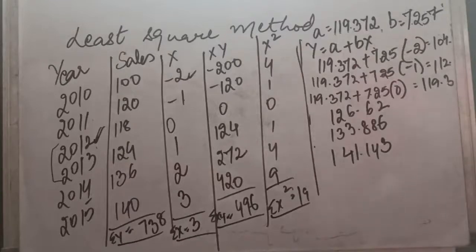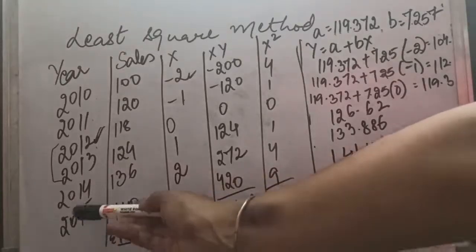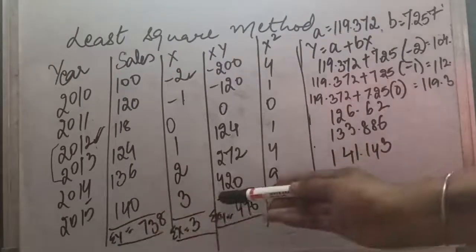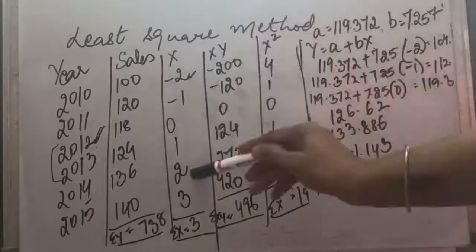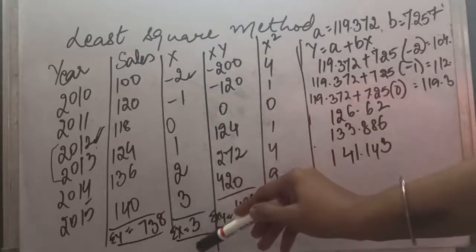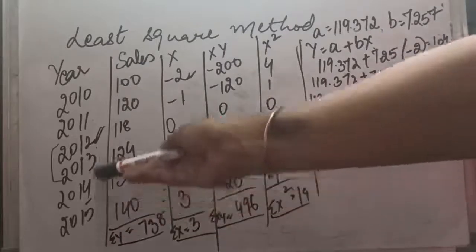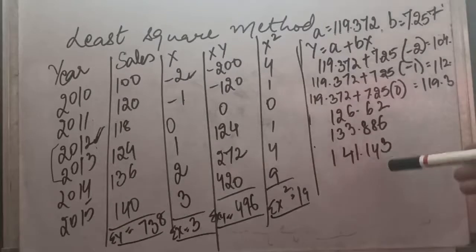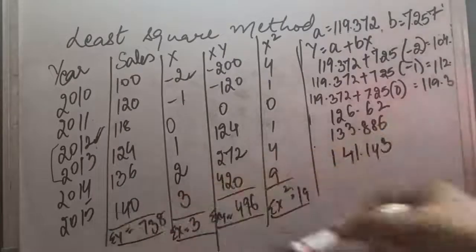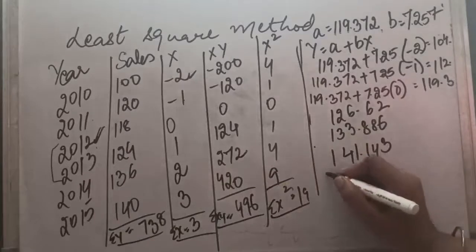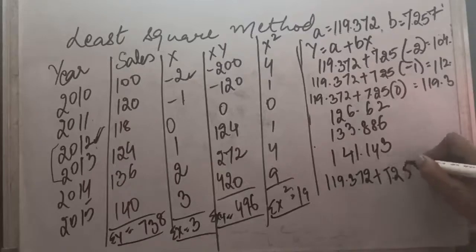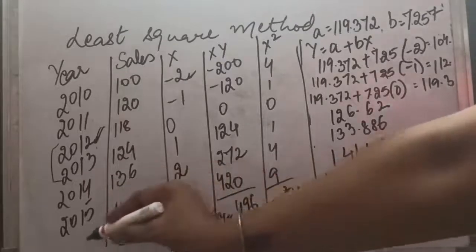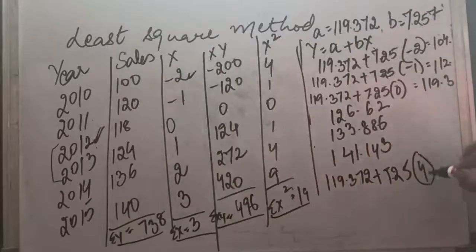For example, if in any question it has been written that you have to calculate for 2016 or 2026, we can calculate these values by changing this x. Now in 2016, as we can see in the trend, it will be 4. Next year 5, next year 6. Like this we can calculate the trend value for any year. If it has been given to calculate the trend value for 2016, how will we calculate it? 119.372, because A is going to be the same, B is going to be the same, only this x will be changing. For 2016, x will be 4. So we can easily calculate the trend value for any year like this.